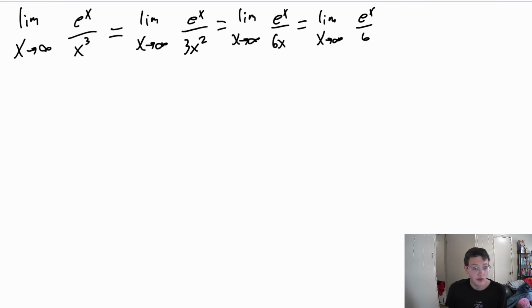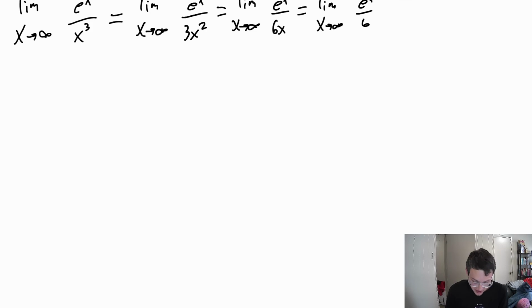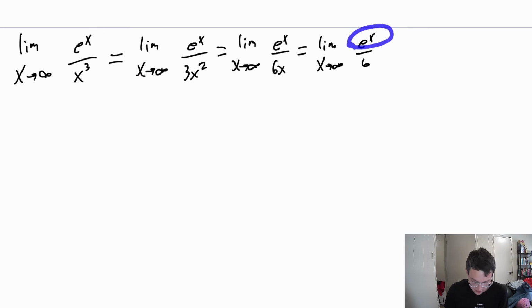Of e to the x over 6, we get this. And now this is not an indeterminate form. As x gets really big, this top part here continues to grow to infinity. The bottom part is a constant. And so that means the limit is infinity. Okay, we just keep applying L'Hopital's rule, and we find this limit is infinity.